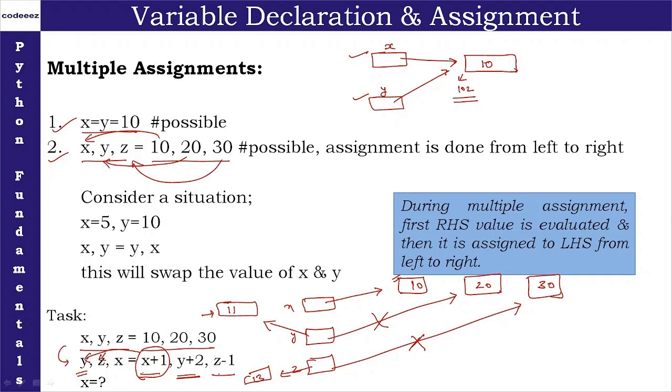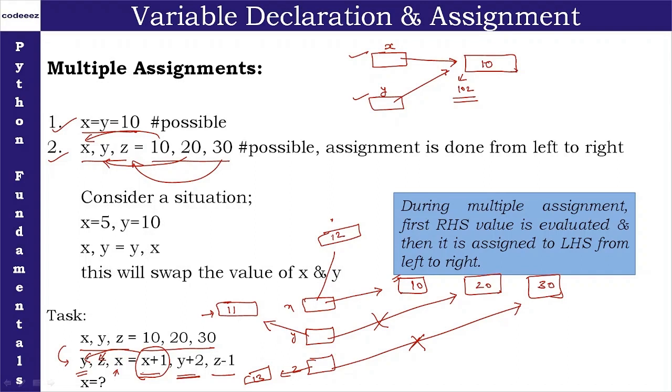Now the third is z minus 1 will be assigned to x. Now what is the value of z here? It is now pointing to 13. So 13 minus 1 goes to 12 and 12 is assigned to x. So now x will be pointing to a new location in memory that is having the value 12, right?